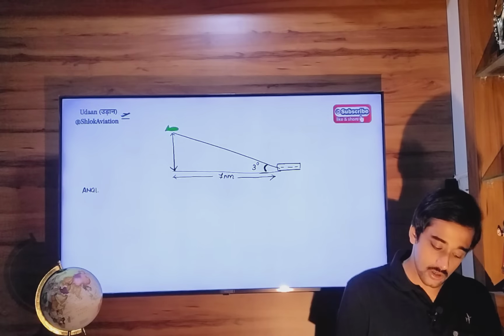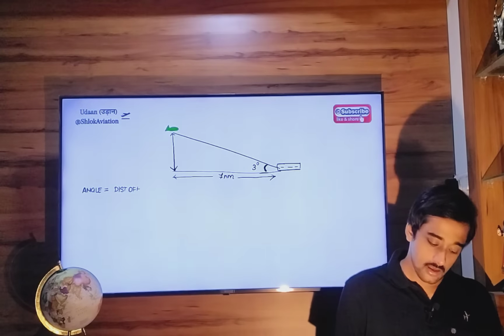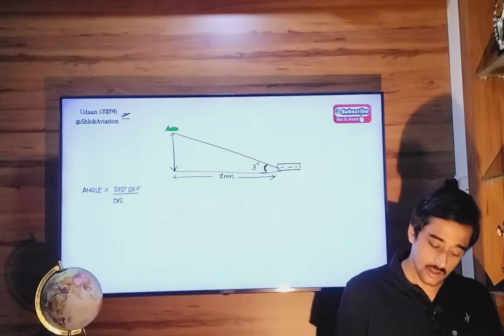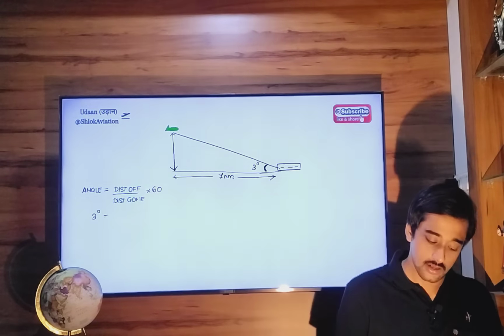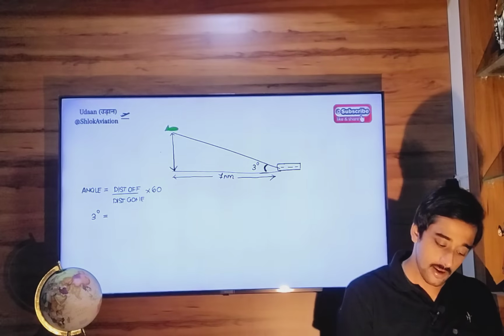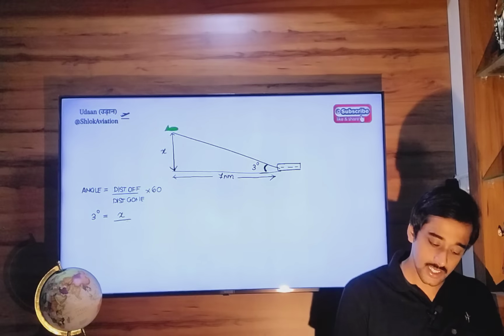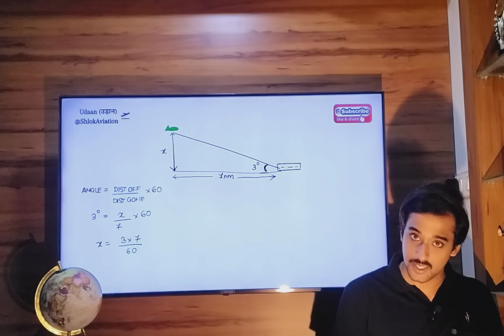Angle equals distance off track divided by distance gone into 60. So 3 degrees, distance off track. This distance off track is the height of aircraft. We have to find that out. Distance traveled 7 miles into 60. So x equals 3 into 7 divided by 60.